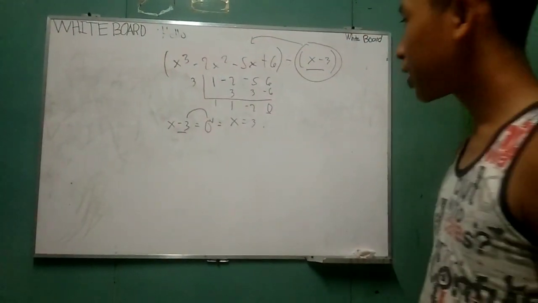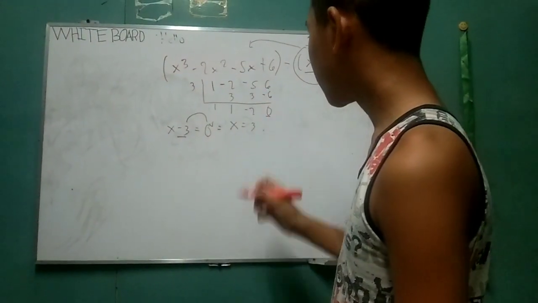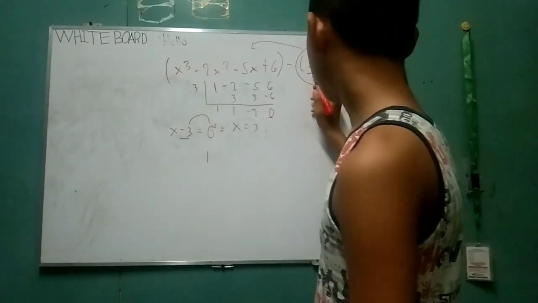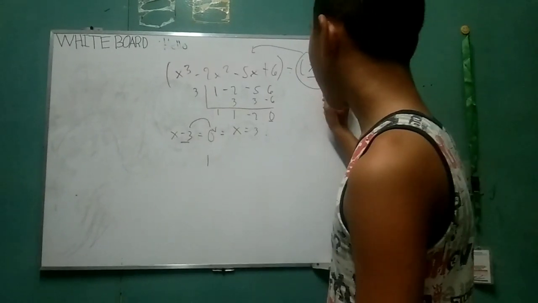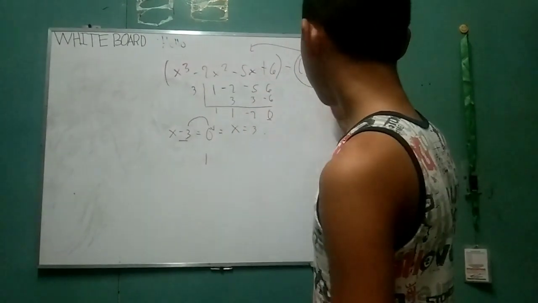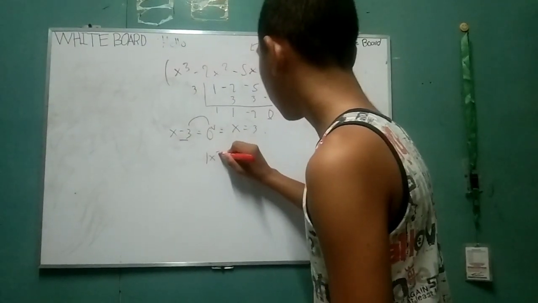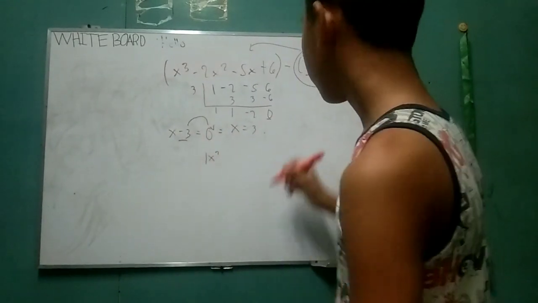Now we have to solve the rest of the equation. Now we have to get the coefficients. So, 1, we have to divide this side. Now we have to divide x by x cubed, which equals x squared. Get the coefficient, it's 1.